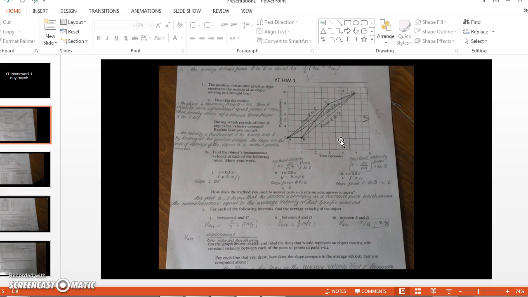So for part D, the average velocity from B to D is equal to 1/2 of the average velocity from B to C and C to D.